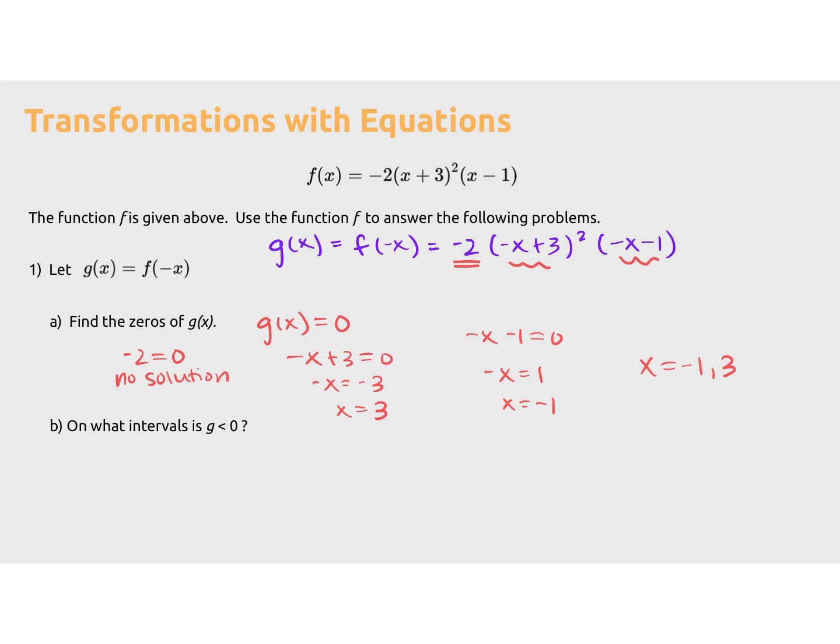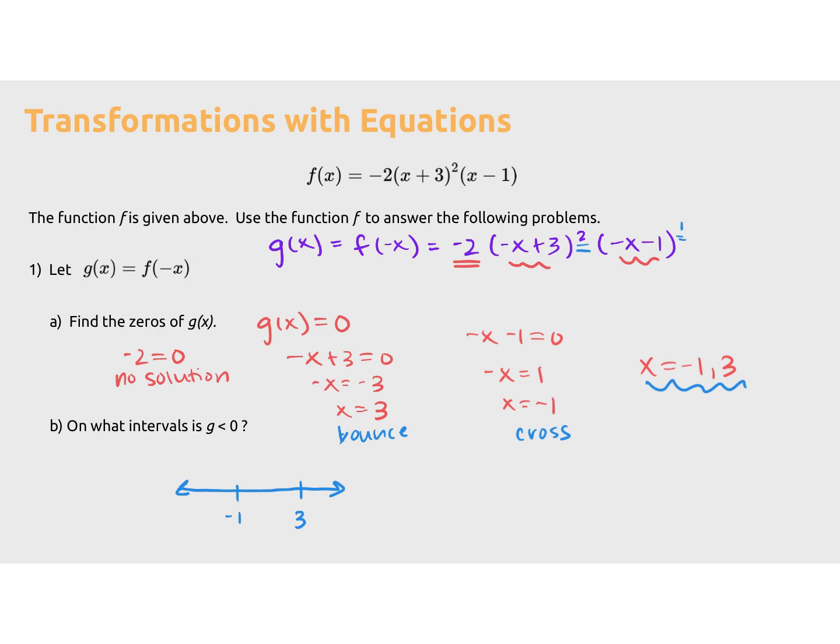Next one says, on what intervals is g less than 0? So this is our inequality. There's a couple different ways that you can solve this. I like to solve our polynomial inequalities with a quick sketch of the graph. So that means I'm going to take these zeros that we found above and put them on a number line, thinking of that as my x-axis. Okay, and I know based off of the multiplicities that at positive 3, I'm going to have a bounce. And at negative 1, my multiplicity is 1, so I'm going to have an x-intercept that crosses through.